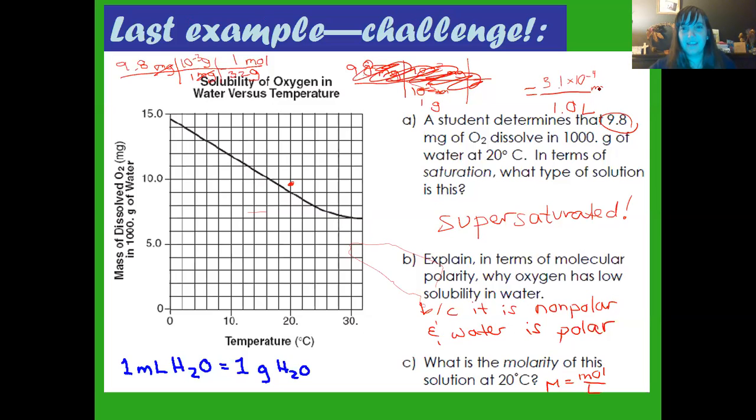Does it make sense that it would be a small number? Yeah, because oxygen doesn't dissolve very well in water. And of course, that divided by 1 just equals itself. So it'll be 3.1 times 10 to the negative 4.